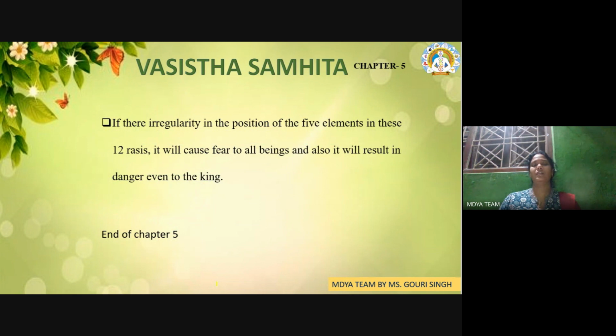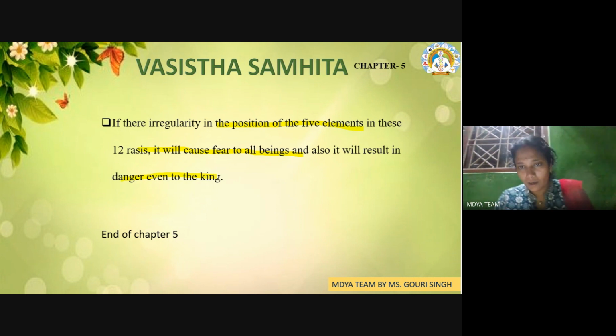And many things are there. If there is irregularity in the position of the five elements in these 12 rasis, it will cause fear to all beings. It will also result in danger even to the king. If you are a king, then you also cannot avoid that type of danger. You will fall into different types of dangers. Okay, this is all about chapter 5.